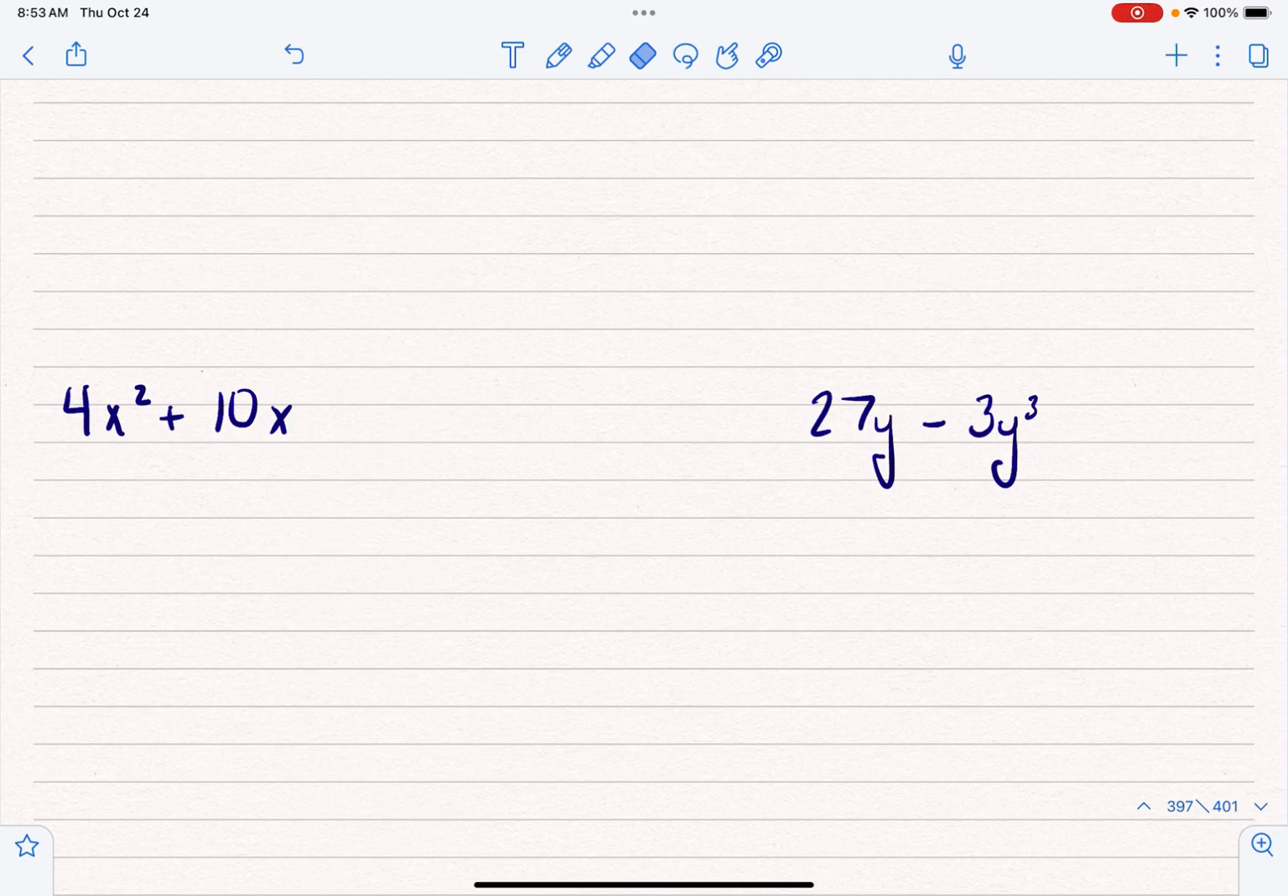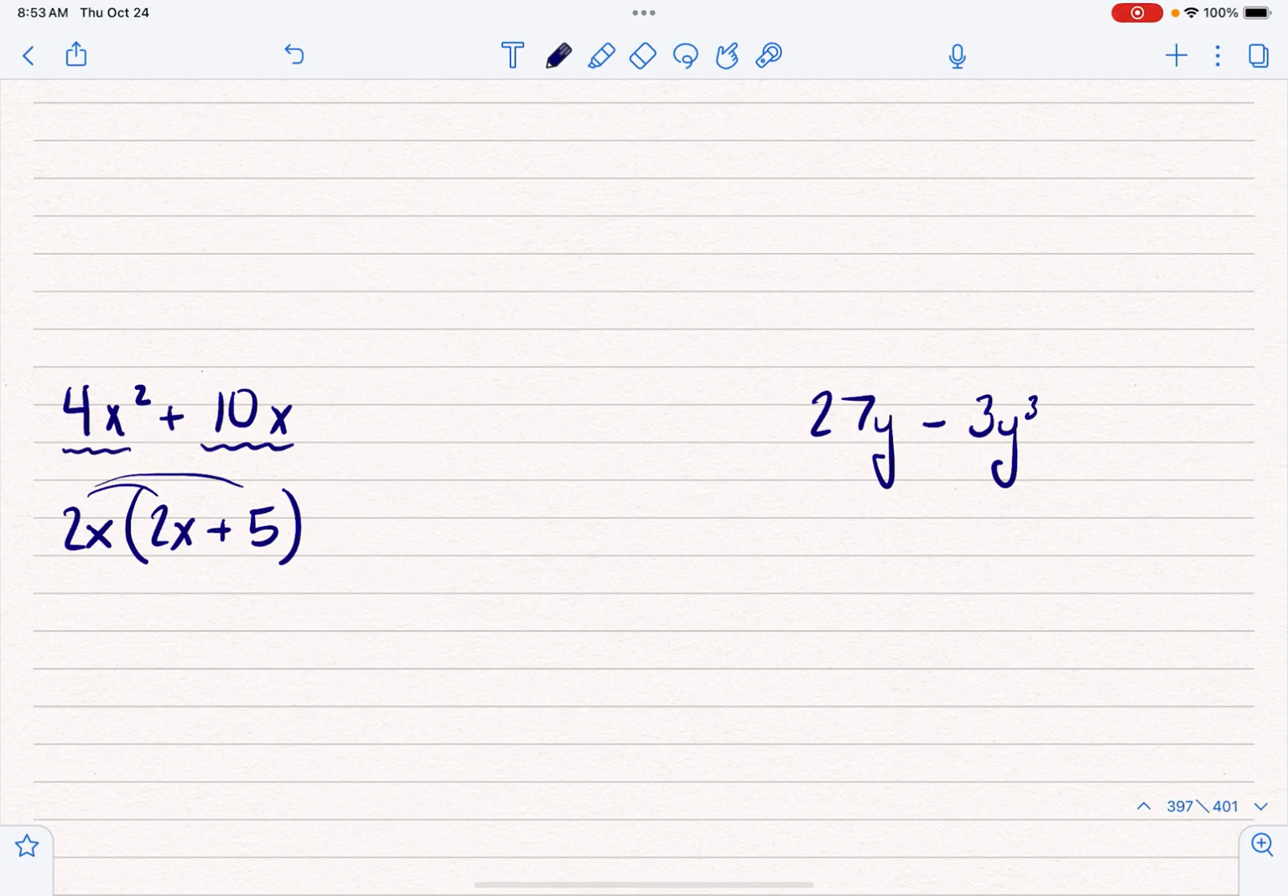If you see a binomial like this first one, 4x squared plus 10x, you have to be able to look at that and say, what do those two things have in common? Realize that they both have a 2x in common. I could factor out that 2x, which would leave me with 2x plus 5. Because 2x times 2x gives me 4x squared, and 2x times 5 gives me 10x.